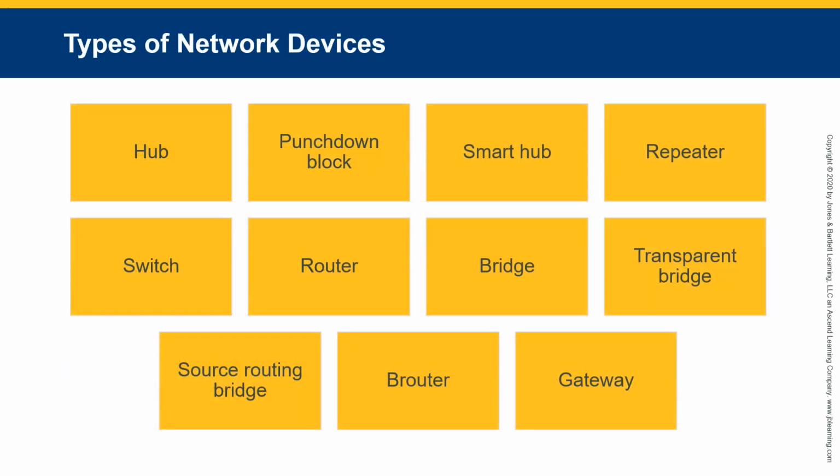So, what are some types of network devices? Well, first we see the hub, the punch down block, the smart hub, the repeater, the switch, the router, the bridge, the transparent bridge. It's like something that you just don't even see it's there. You have the source routing bridge, you have routers, and then you have gateways. A lot of these things are pretty much deprecated now, and you don't see them in use very much anymore.